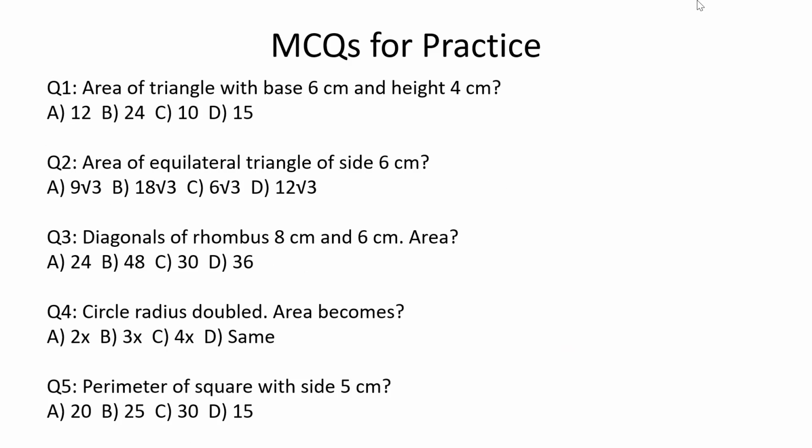Here you can see the area of a triangle when base and height are given. What would be the area of a triangle when base and height are given? Equilateral triangle with side given. Diagonals of a rhombus are given, what is the area? Circle radius doubled: if the radius of a circle becomes 2 times, how would the area change?